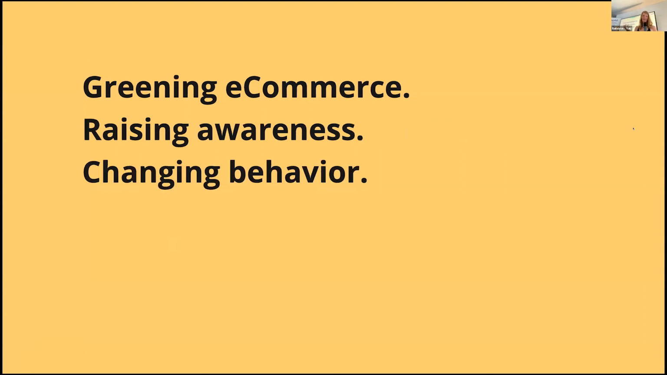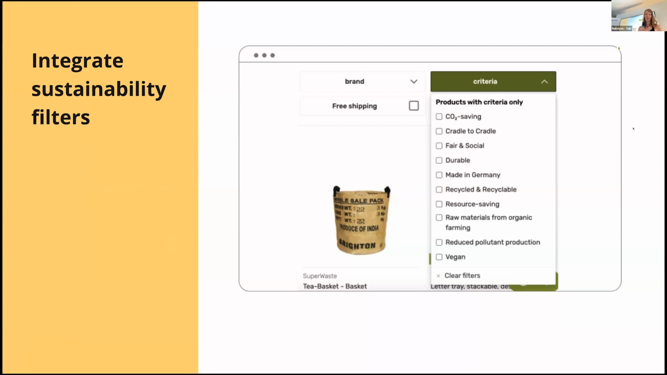And that includes, for example, greening e-commerce, raising awareness, and changing behavior in a positive way for nature. It could be, for example, integrating sustainability filters in your e-commerce shop. If you have different kinds of products, and that's, for example, from the avocado store, and they have beautiful, interesting criteria to filter their products by. And it's really educational and fun to look through.